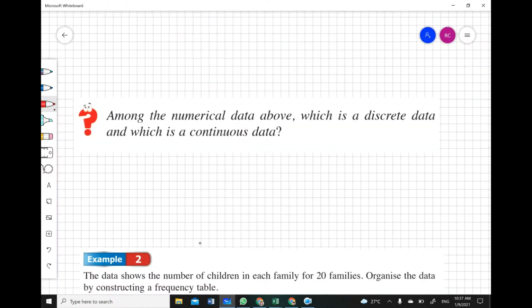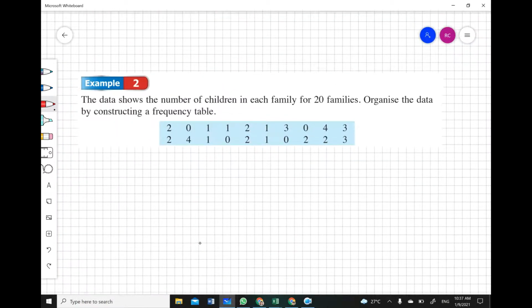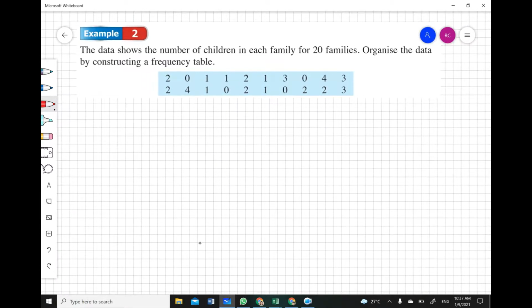Now we look at the next one. After this, you need to learn how to construct a frequency table. This is the example. The data shows the number of children in each family for 20 families. Meaning that out of these 20 families, each family has how many children? Some have 2 children, some have none, maybe they just got married, some have one child only, and so on. They ask you to organize the data by constructing a frequency table to represent the number of children in each family.